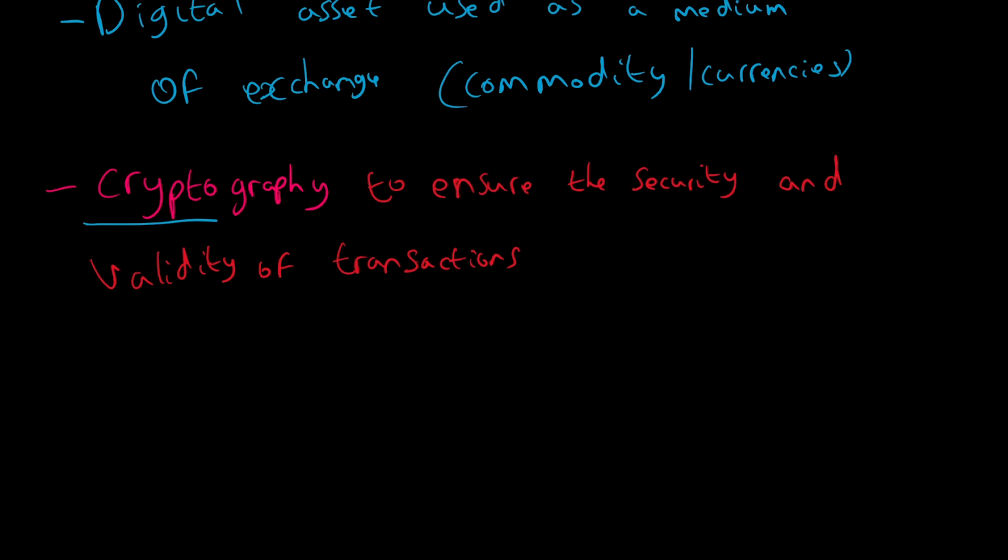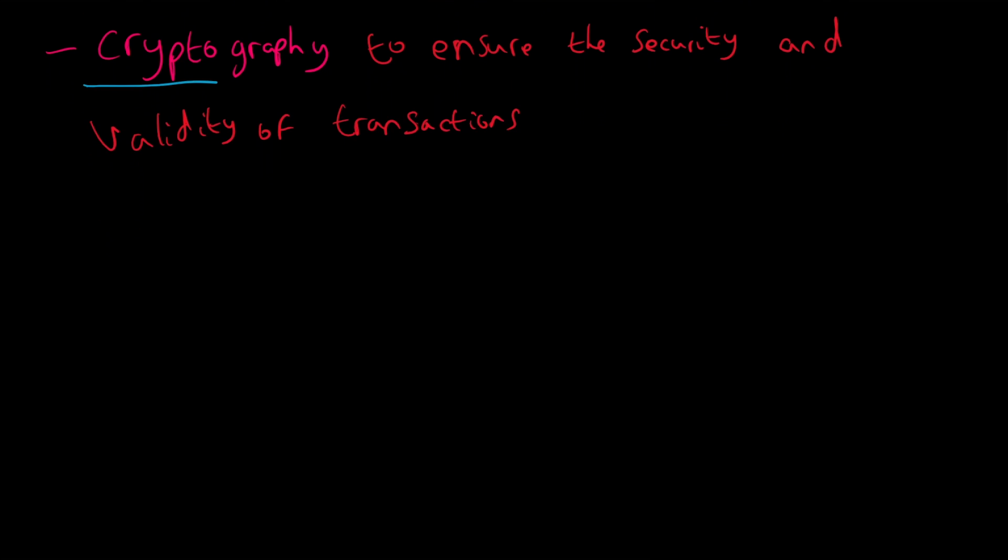If I go into my bank account, log in, send £10 to you, that's a transaction. So cryptography is used behind the scenes to ensure the security and validity of transactions using mathematics and algorithms. We'll cover in a separate video exactly what cryptography is. So if you're unsure about that, don't worry, there is a video for that.